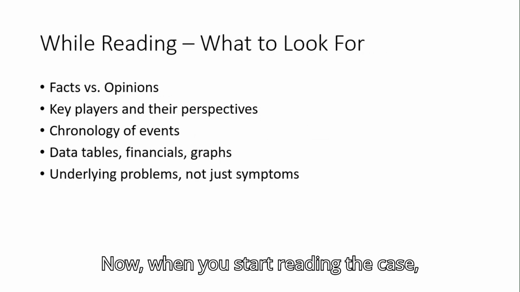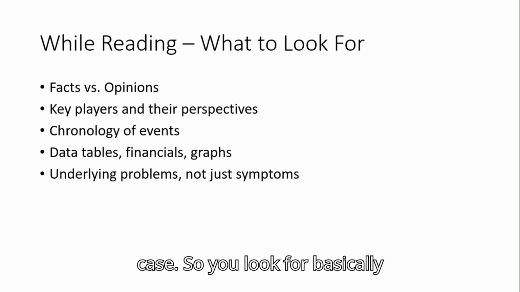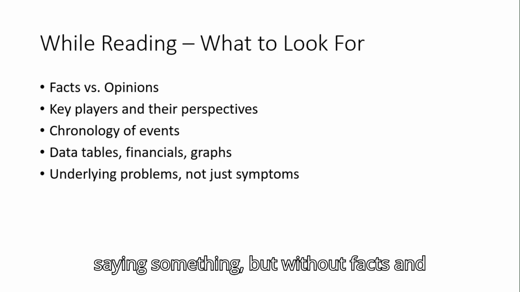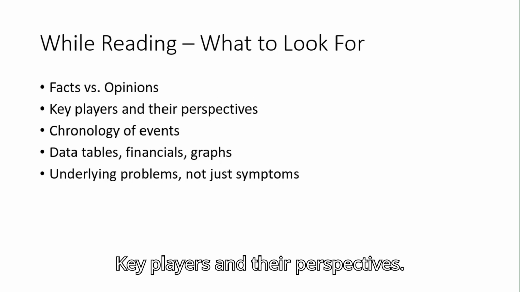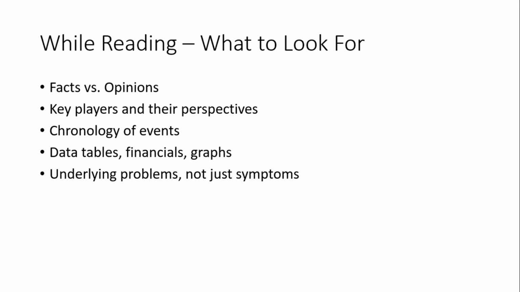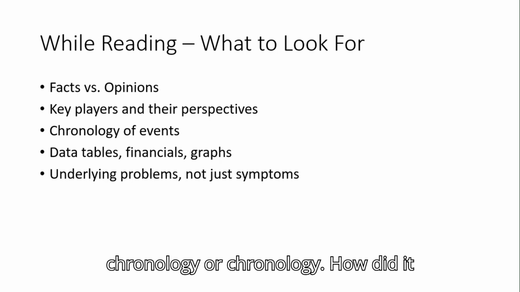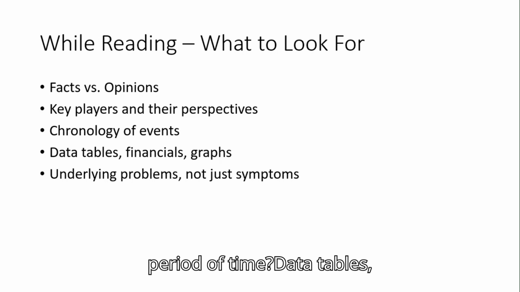Now, when you start reading the case, you have to ask what to look for in that case. So you look for basically what are the different facts and figures versus opinions of people. So there could be one person who is saying something, but without facts and figures, it would be an opinion. Key players and their perspectives, chronology of events. It could be reverse chronology or chronology. How did it really happen? How did it evolve over a period of time? Data tables, financial graphs, etc.